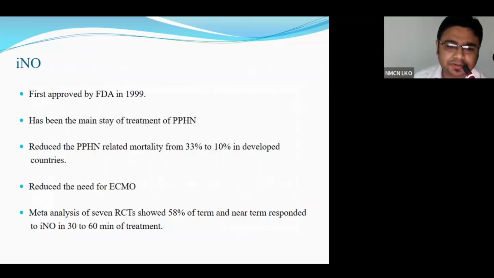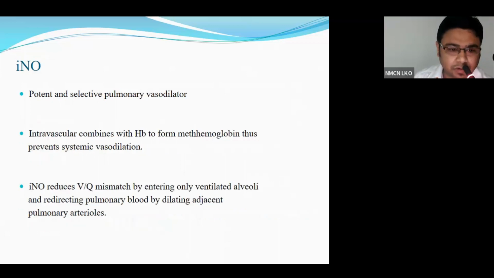So iNO was first approved by the Food and Drug Administration in 1999. It has been the mainstay of treatment for PPHN in newborns, and it has also been shown to reduce the need for ECMO. As we all know, it is a selective pulmonary vasodilator. It usually affects the pulmonary vasculature instead of the systemic vasculature.